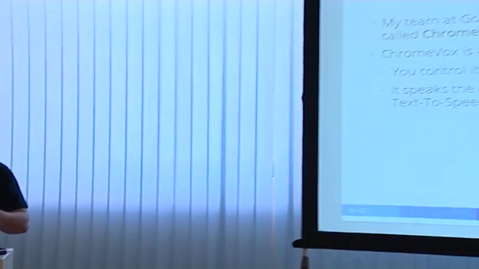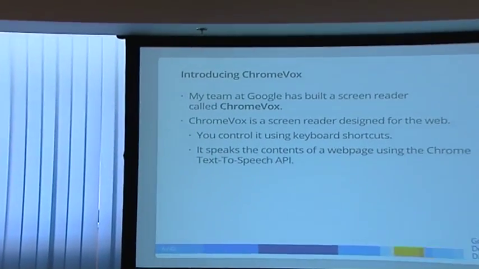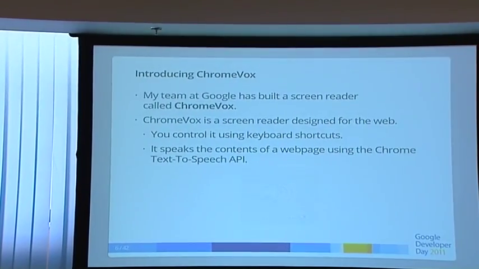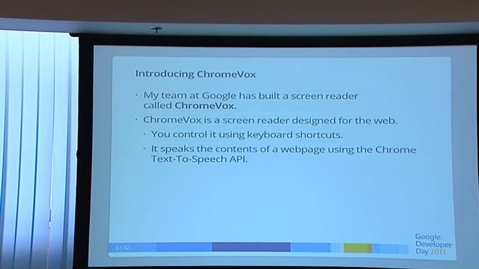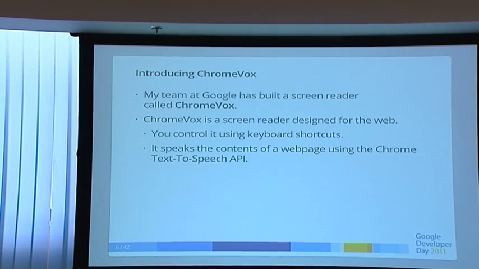But the idea is that when you move between the pages and maybe the title changes, the screen reader will detect these changes and then present them to the user. So you control it using keyboard shortcuts. It speaks the contents of the web page using the Chrome text-to-speech API.